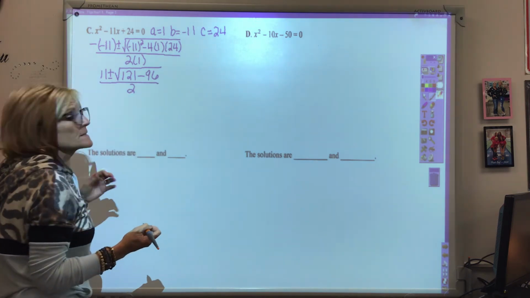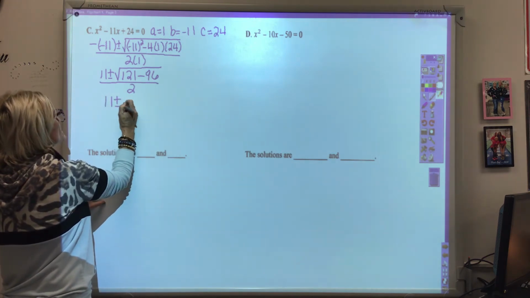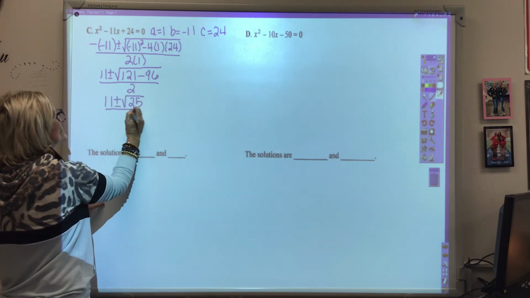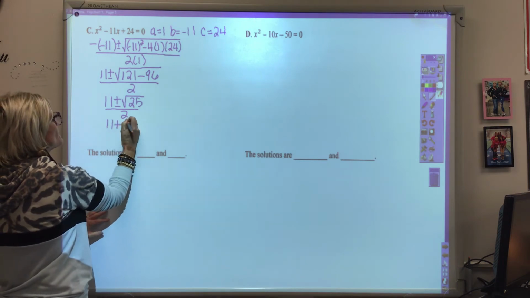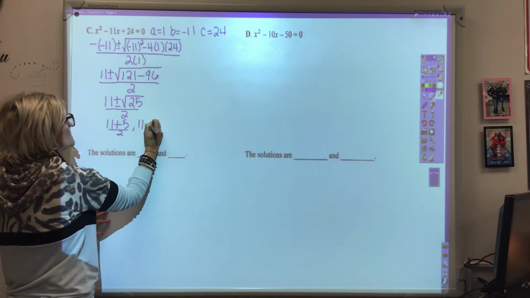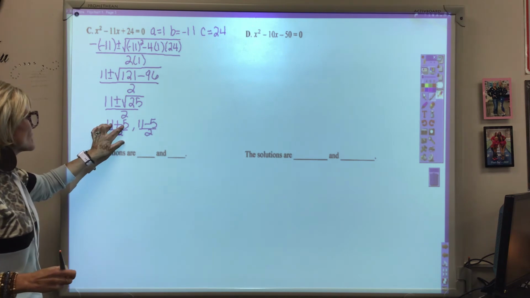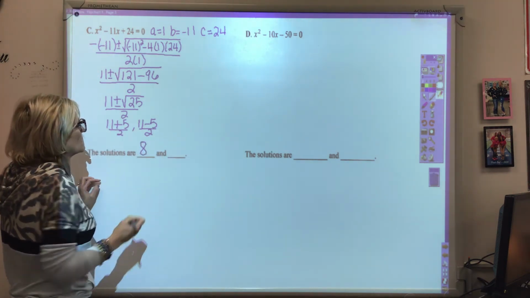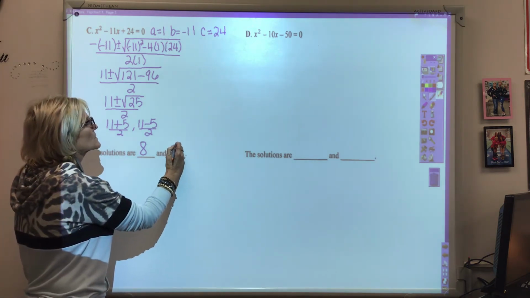121 minus 96 is 25, so we will have 11 plus minus the square root of 25 over 2. So we'll have 11 plus 5 over 2, and 11 minus 5 over 2. 11 plus 5 is 16, divided by 2 would be 8. 11 minus 5 is 6, divided by 2 would be 3.